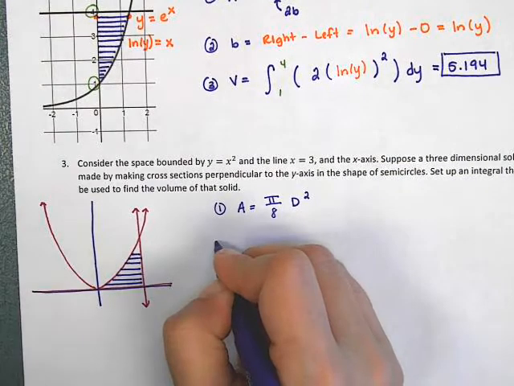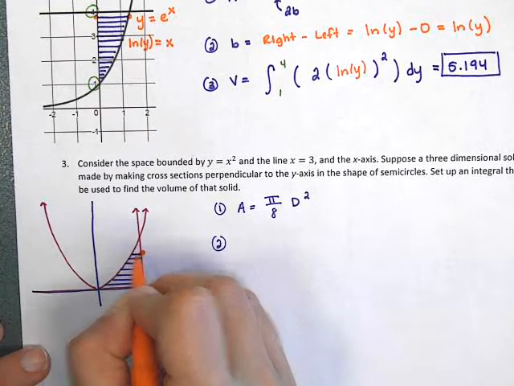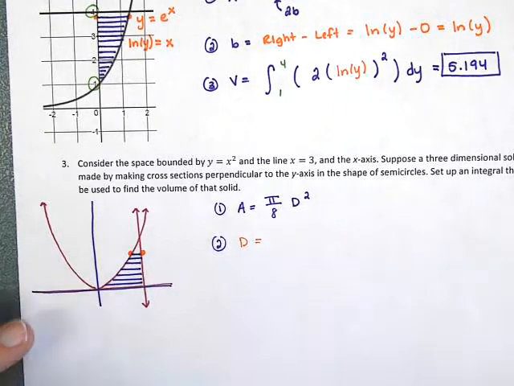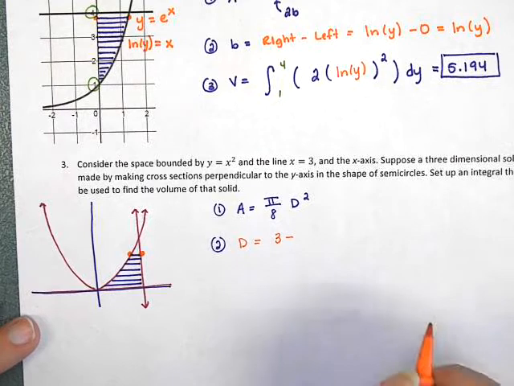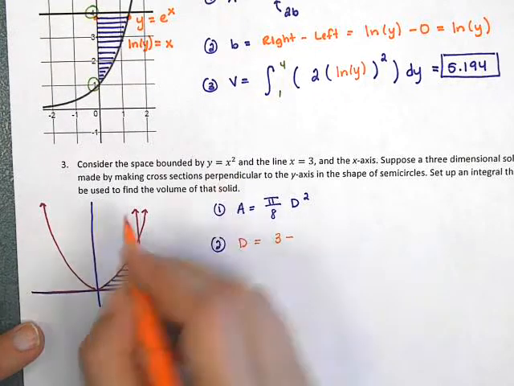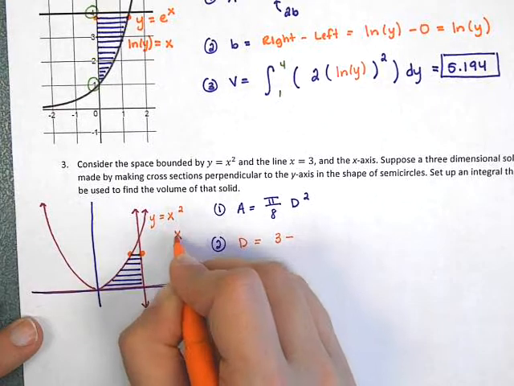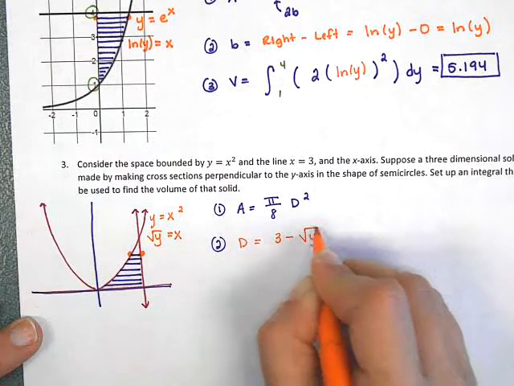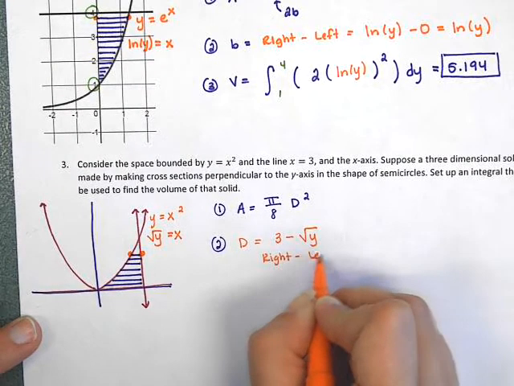Now, each of the diameters in this problem is going to go from this function to here. So each of my diameters will be the right function, which is 3, minus the left function, which is x squared. Now, because I'm doing everything in terms of y, I would need to rearrange that, and I would just have the square root of y. And again, this was right minus left. Probably should have written that.